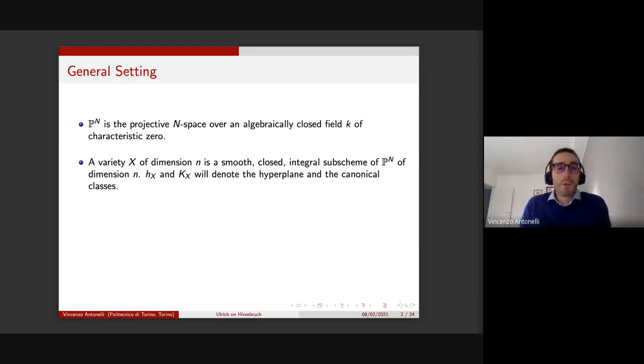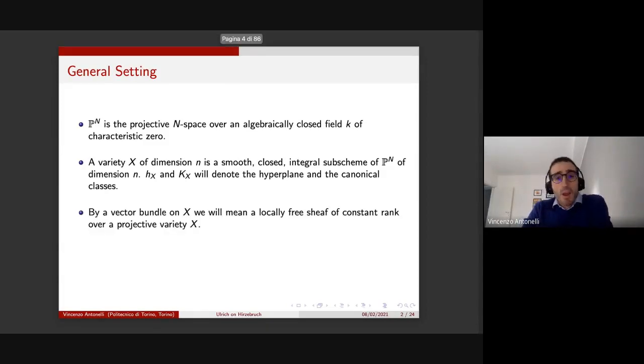And typically we will denote by h_X and K_X the hyperplane class and the canonical class. So the hyperplane class is important because we will consider embedded varieties. As we will see in just a moment, the notion of being Ulrich is strictly related to the embedding of the variety inside the projective space. So this will be important. And a vector bundle will just be a locally free sheaf of constant rank.